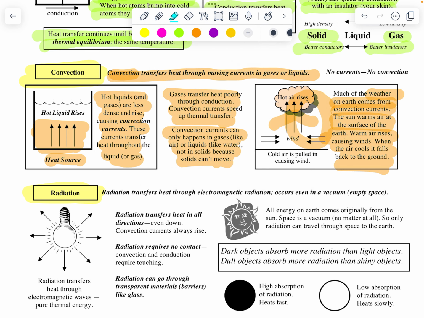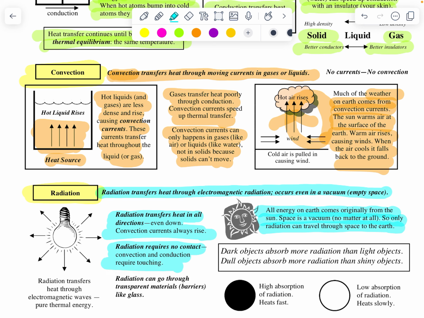Okay, that's good enough. Radiation transfers heat through electromagnetic radiation, and this can even occur in empty space. And it's a good thing because this is where we get our energy. All the energy on Earth comes from the sun. Space is a vacuum, especially deep space. So radiation can travel through space to the Earth. Radiation is interesting because it transfers heat in all directions, like a 360. If you had a light bulb suspended in the middle of the room, no matter where you stood and observed that light bulb, you'd see the light coming from it.